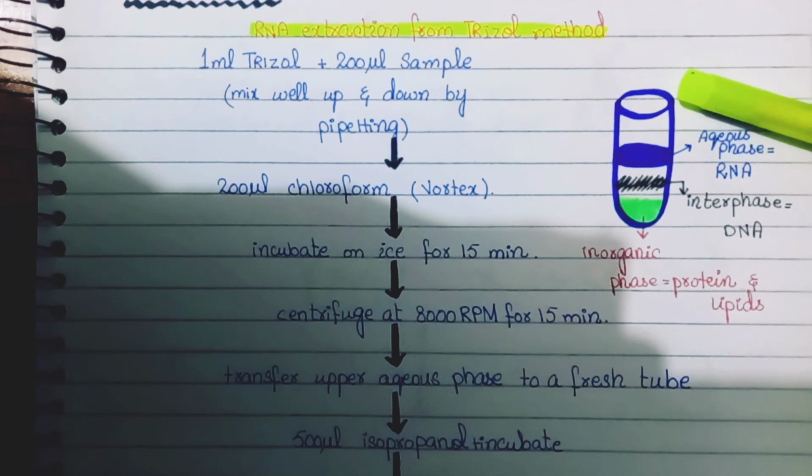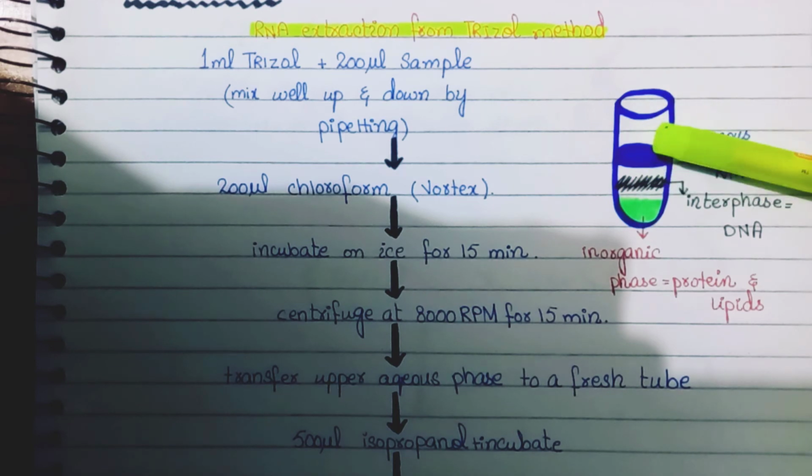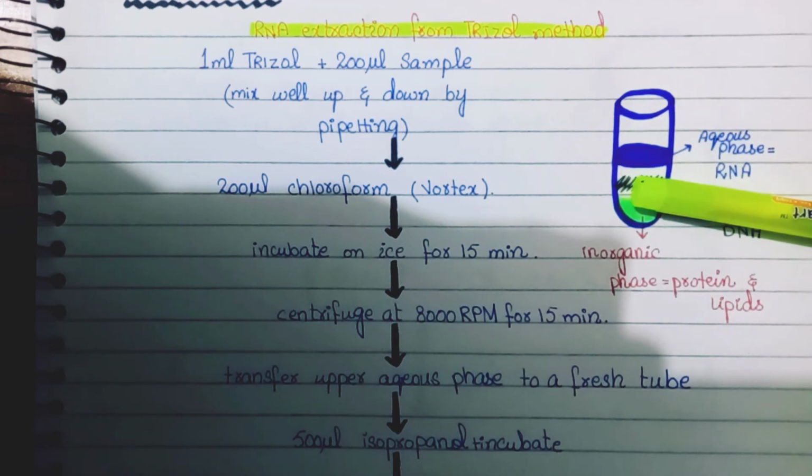First we will add 1 ml TRIzol and 200 microliter sample, and this procedure may vary from lab to lab or from sample to sample. So first we add 1 ml TRIzol, 200 microliter sample, then mix well up and down by pipetting. Second, we add 200 microliter chloroform.